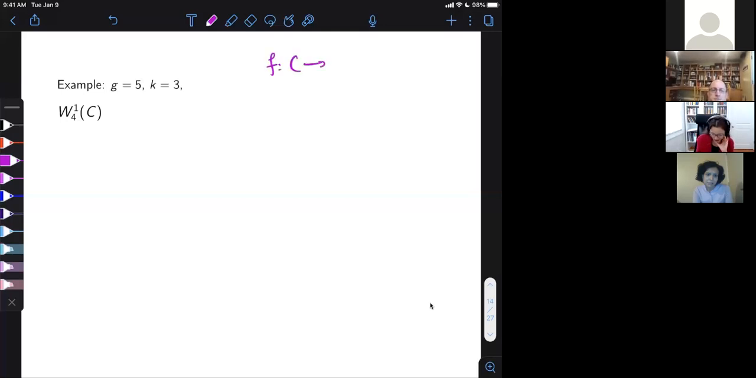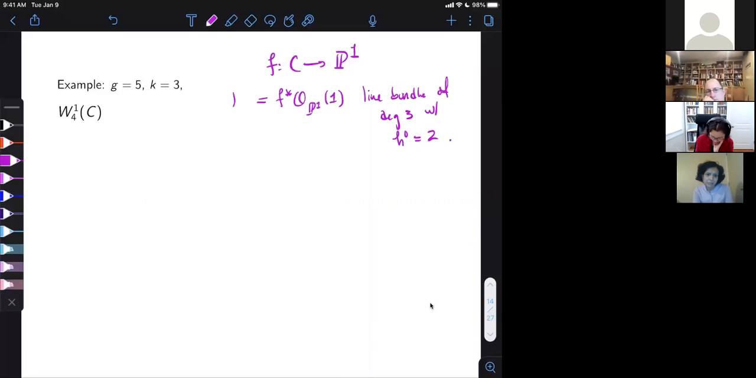So f is a degree 3 cover of P1, which means if I pull back the O(1) on P1, this is a line bundle of degree 3 with h^0 equal to 2. And because this is so important, I'm going to give it a name. I'm going to call it H. But we want to look in W^1_4 at other line bundles. So remember this 4 is telling us we want line bundles L of degree 4, and this 1 here is telling us that we want h^0 to be at least 2. In fact, it will have to be equal to 2.